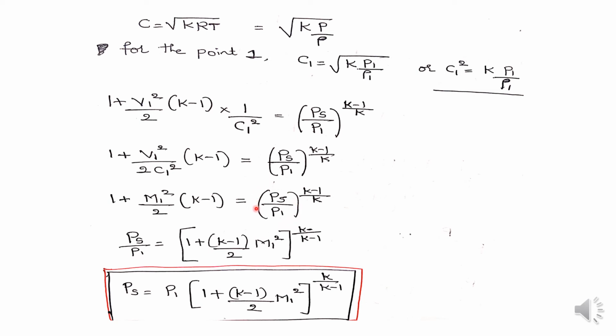Therefore, because I want to derive the expression for stagnation pressure, ps is equal to p1 in the bracket 1 plus... I have multiplied p1 with this equation. This is equal to p1 in the bracket 1 plus (k minus 1) divided by 2 M1 square, to the power k divided by k minus 1. This is the final expression for stagnation pressure.